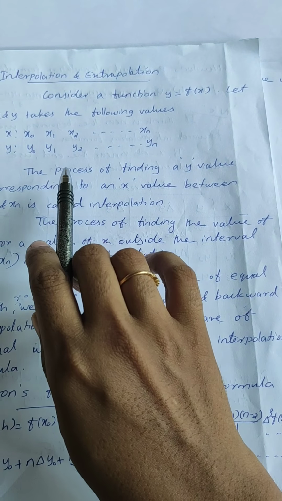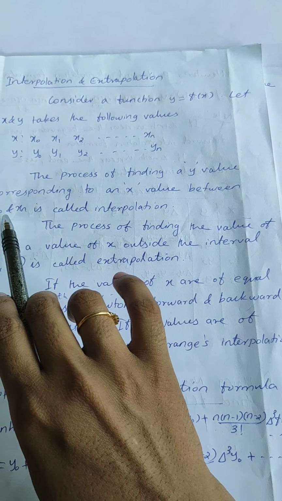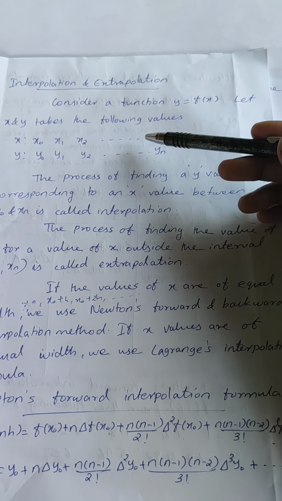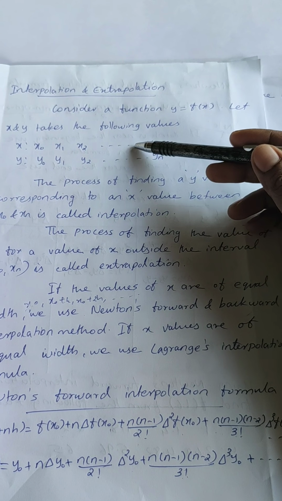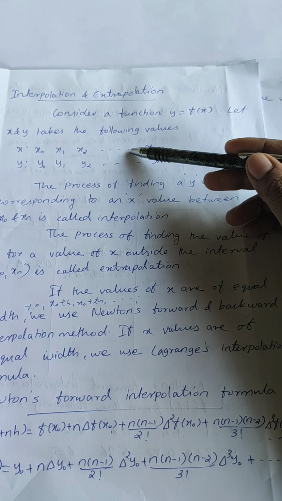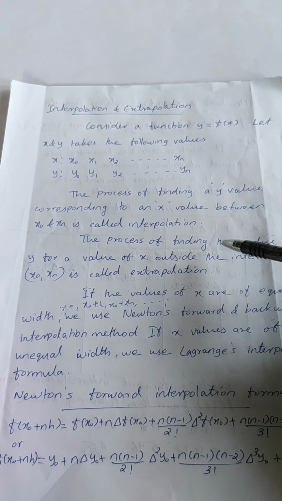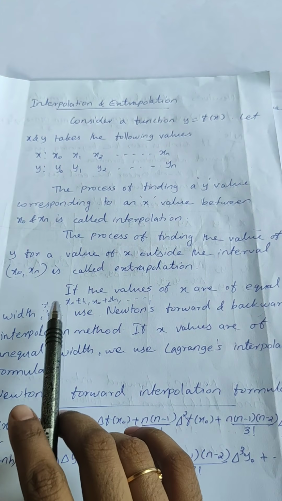yn. The process of finding a y value corresponding to an x value in the interval x0 and xn is called interpolation. The interpolation is the process of finding a missing y value corresponding to an x value in the interval x0 and xn. Extrapolation is the process of finding a y value corresponding to an x value outside the interval.